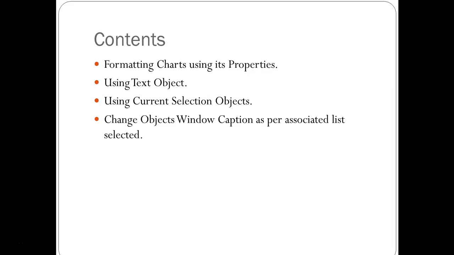In this session, we will see more on formatting charts using its properties. We will see how to create a text object. We will see how to create current selection objects and what is the use of current selection objects. And we will see how to change the window caption as per the selection made in the associated list box.